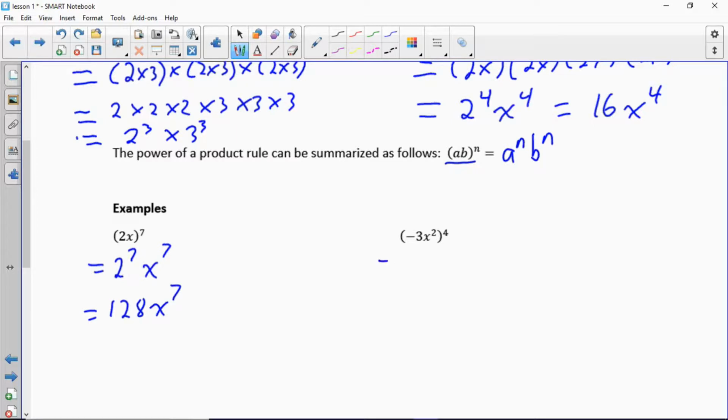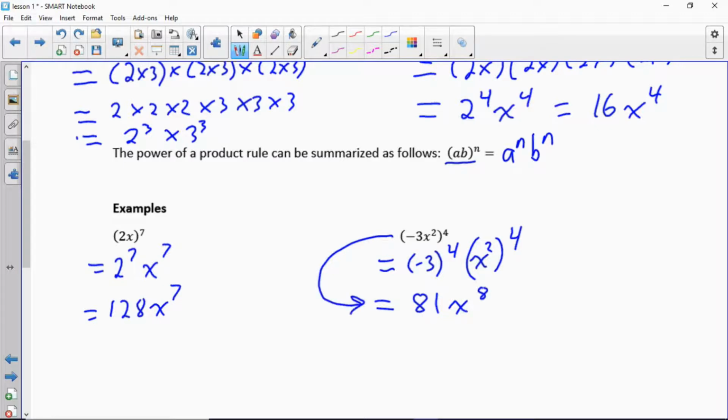For the next one, a little bit more difficult. Here I can think of my product as being negative 3 times x squared, where a is negative 3 and b is x squared. Okay, so the first thing I do is (negative 3) to the power of 4. I do technically need those brackets there. And then (x squared) to the power of 4. Negative 3 to the power of 4 is positive 81, so there's an even number of negative 3s, so negative times a negative gives you a positive. And then (x squared) to the power of 4, we can use our power of a power rule, that's x to the power of 8. Now by all means, as you get good at something like this, you could simply skip to that last step right there.